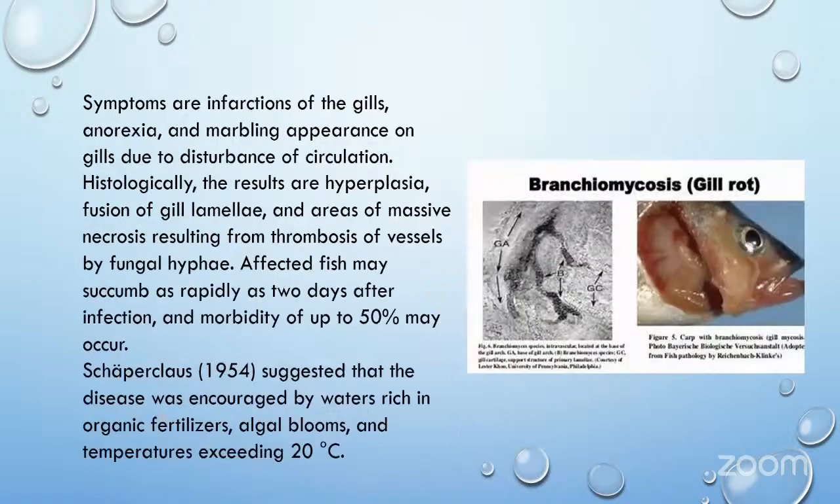Symptoms are infections of the gills, anorexia, and marbling appearance on gills due to disturbance of circulation. Now, histologically, the results are hyperplasia. That means fusion of gill lamellae and areas of massive necrosis resulting from thrombosis of vessels by fungal hyphae. Affected fish may succumb as rapidly as 2 days after infection, and morbidity of up to 50% may occur.